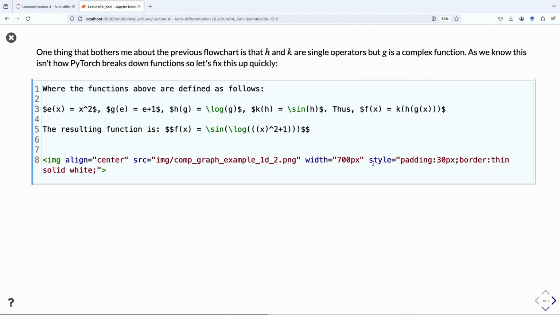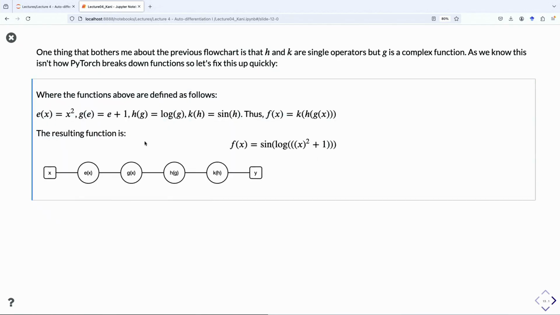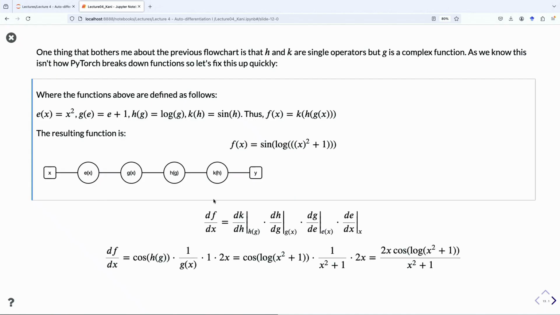So g is still x squared plus 1, but we have this other little function in its place, which just makes things simpler. Basically, now e is the power function and g is addition. Before, g was an amalgamation of all sorts of things. Now we just want to keep each function a primitive operator. So that's fine, right? I didn't do anything there. Everyone's with me?